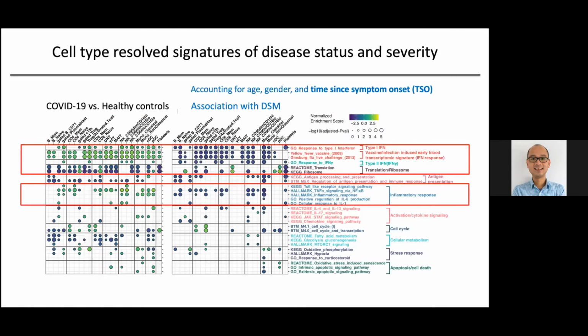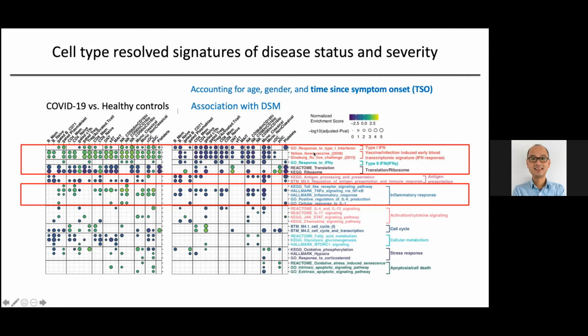So I apologize for this very busy plot, but the high-level message I want to convey is that we can identify these very cell type specific signatures. The columns are the different cell populations and immune cell types, and the rows correspond to various cell states and processes. Again, this is focusing on the earlier time point when these patients first came into the hospital. We fitted a model that accounts for age and sex and the time since symptom onset to derive this map. You can see a side-by-side comparison: first the signatures distinguishing patients versus healthy controls, and on the right-hand side, the same kind of map, but looking at association with disease severity.